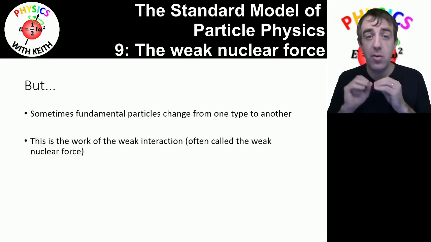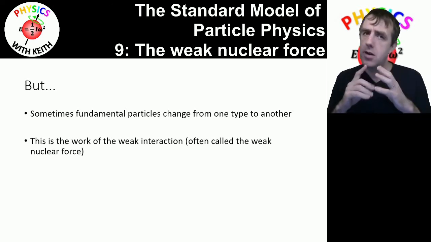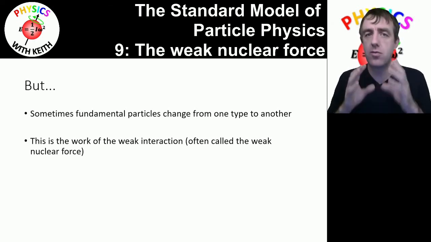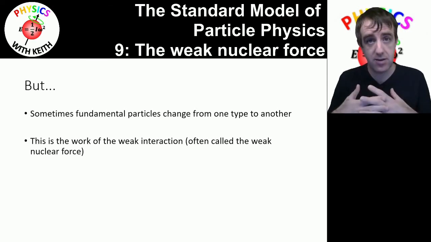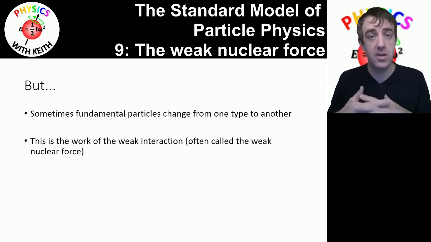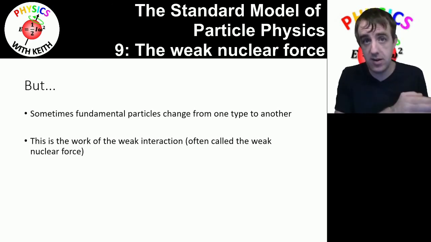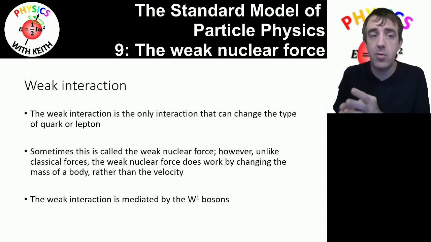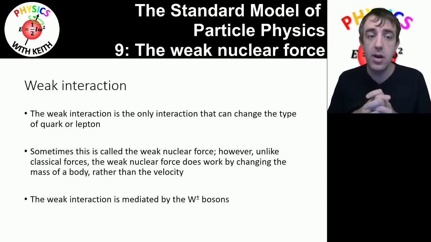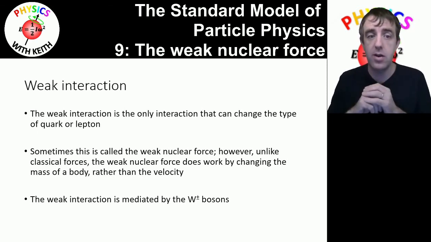Remember, a force multiplied by time is an impulse. An impulse is a change in momentum. Now, you can change momentum by changing a particle's velocity, or you can change momentum by changing a particle's mass. And that's what the weak nuclear force does. The weak nuclear force acts to change mass into energy or vice versa. And it does that by changing these fundamental particles. Quarks can change from one type to another. Leptons can change from one type to another. And the only force that can change fundamental particles is the weak nuclear force.